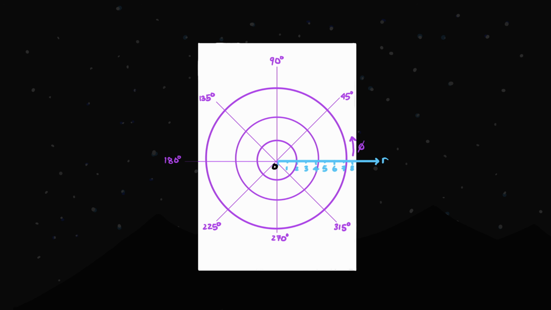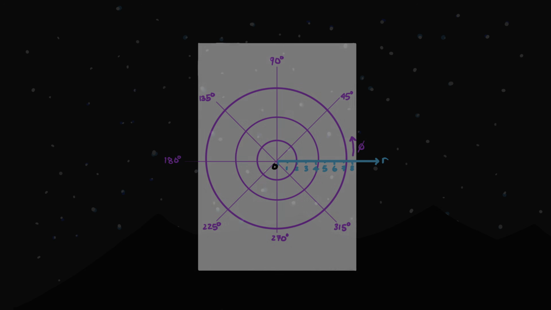In this system, we use coordinates called r and phi. R is the radial coordinate, meaning its value increases as we get further from the origin, regardless of what direction we go in. And phi is an angle, meaning its value changes as we go around the origin. Now this might seem unusual if you've not seen polar coordinates before, but this is a perfectly valid way of representing different points on our piece of paper.